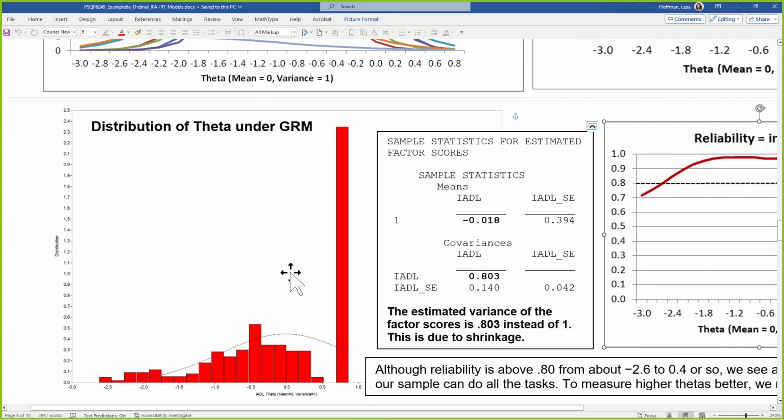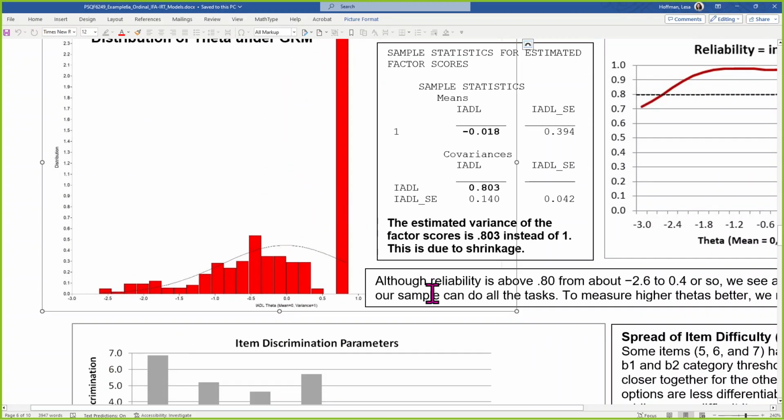So consequently, here's my plot of factor scores. Ginormous ceiling effect. Is that because I fit the wrong model? Should I fit a partial credit model instead? Should I fit a Rasch model instead? No. Why does my picture look like this?